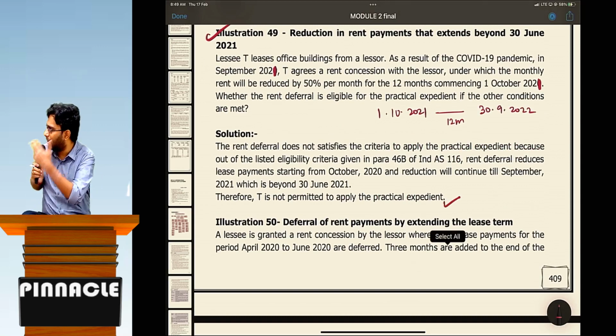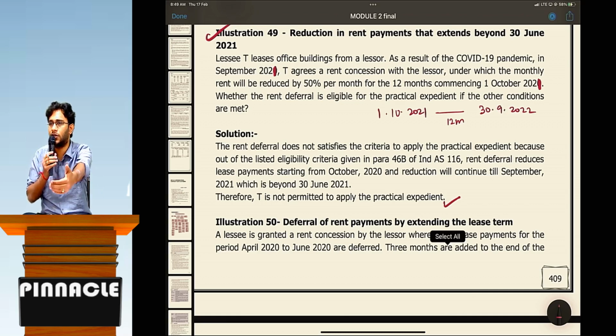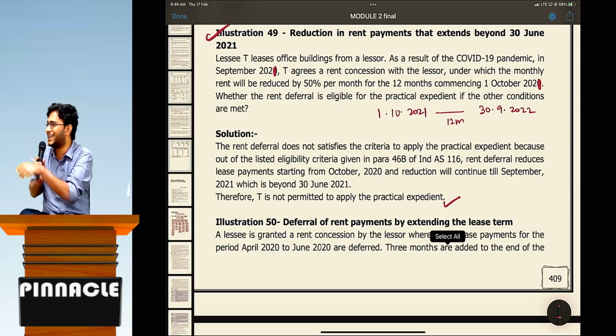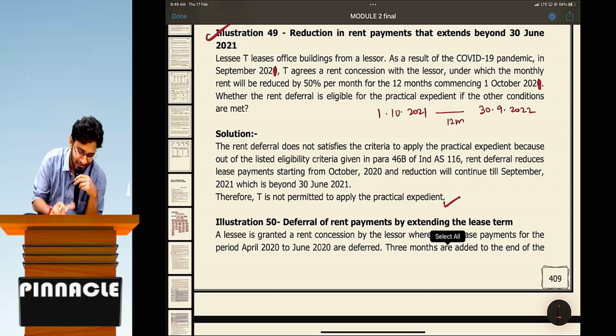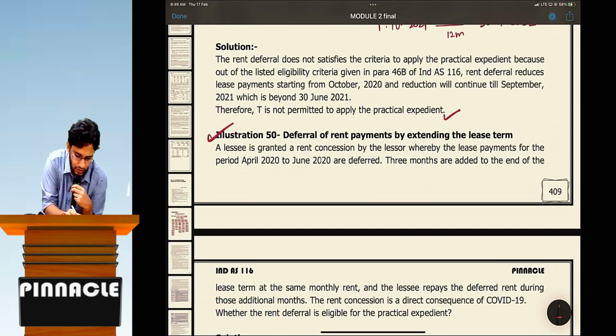If you really want to claim this practical expedient, you can change the agreement like this. For the time being, plan the rent deferral only up to 30th June. Claim the exemption. Later on, plan again saying that it is for some other reason. At that time, go and do modification accounting. But if the agreement originally is like this, you can't do anything. Right, next one. So, not permitted to apply.